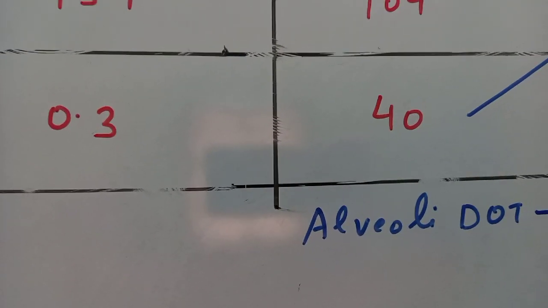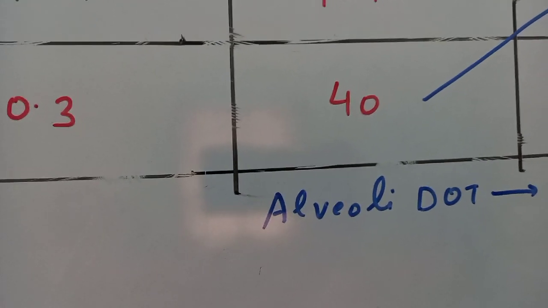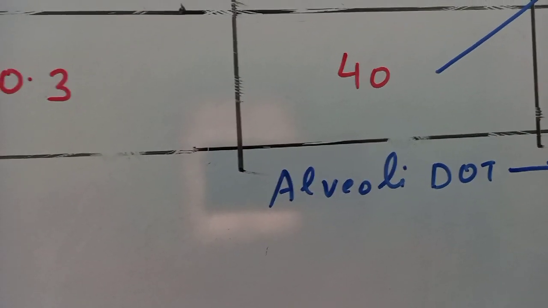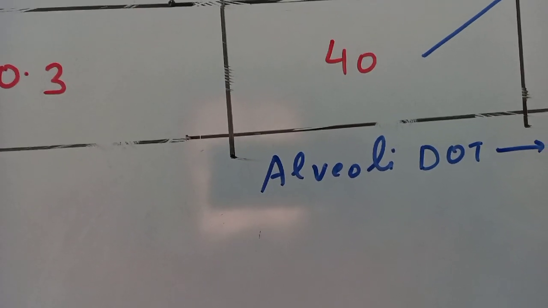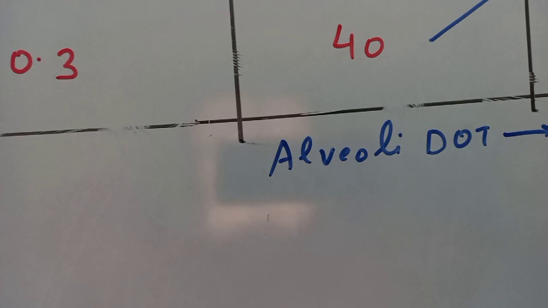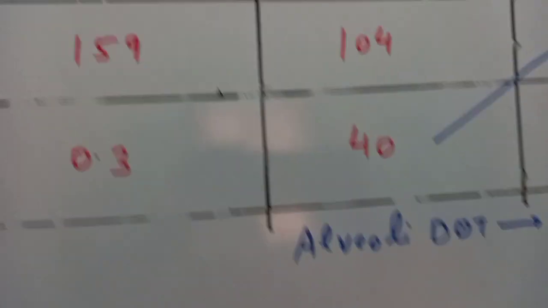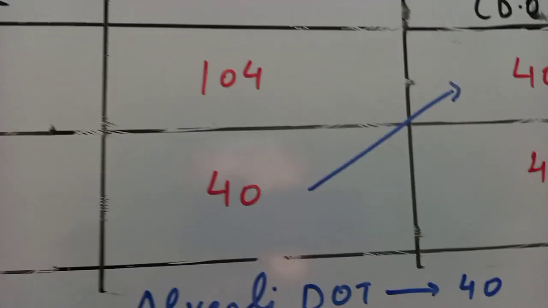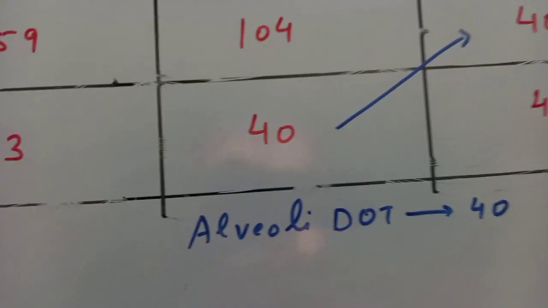As the solubility of carbon dioxide is 20 to 25 times higher than that of oxygen, the amount of carbon dioxide that can diffuse through the diffusing membrane is much higher than that of oxygen. So in alveoli we have 104 for oxygen, and for carbon dioxide it is 40.